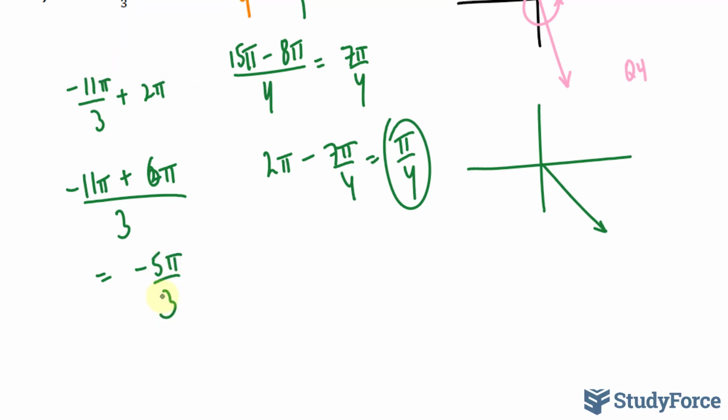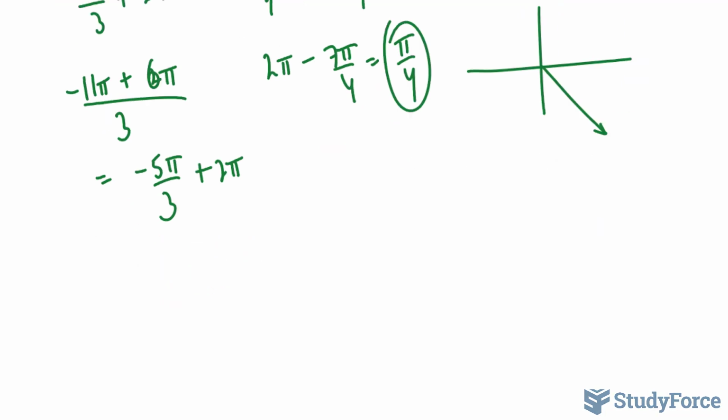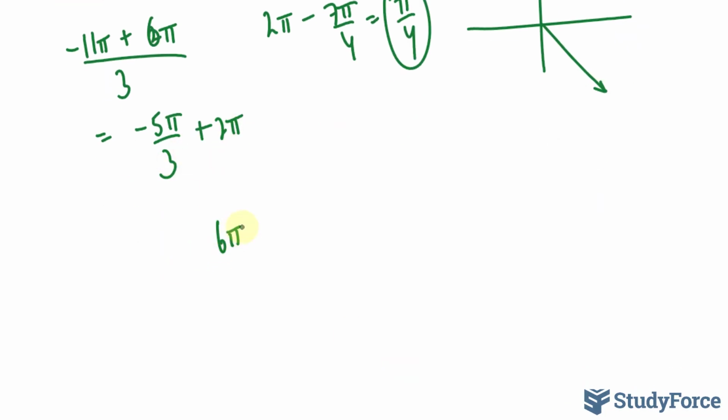This is still not between 0 and 2 pi. So once again, I'll add another 2 pi to this. This gives me 6 pi plus negative 5 pi, and a common denominator is 3. Negative 5 plus 6 is 1. So we have pi over 3.